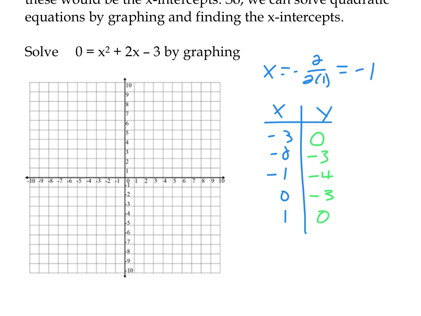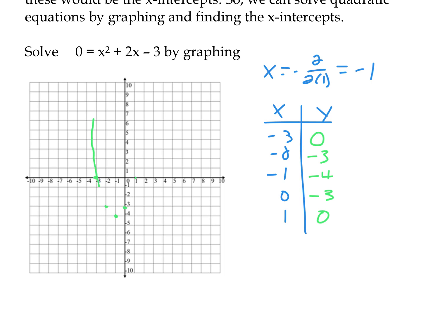And we could see when we graph this, we could already identify here, negative 3, comma 0, and 1, comma 0. These are going to be my intercepts. Those should be my solutions where it crosses the x-axis. Let's graph it all the way. So I'd have negative 3, comma 0 right there, negative 2, comma negative 3, negative 1, negative 4, 0, comma negative 3, and 1, comma 0.